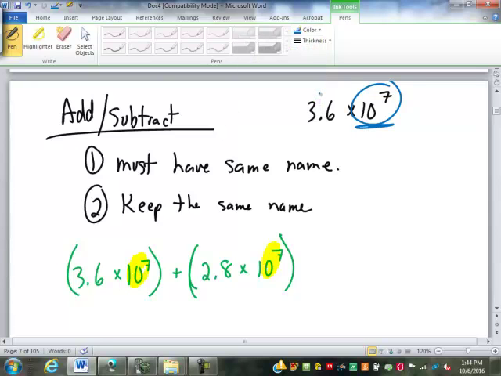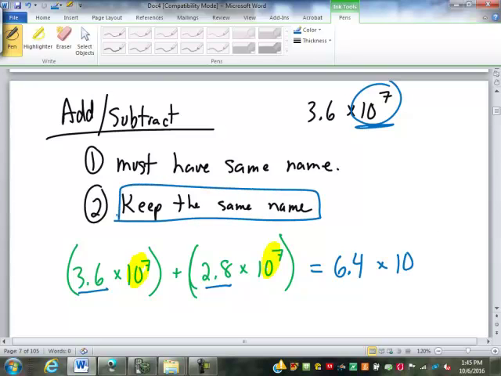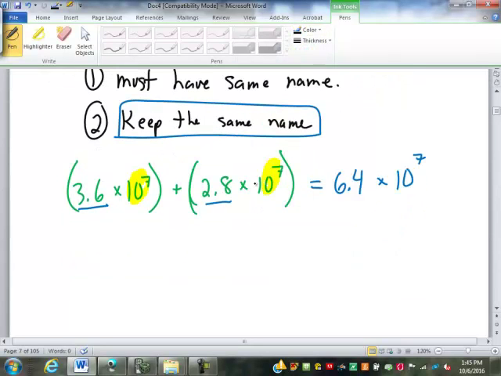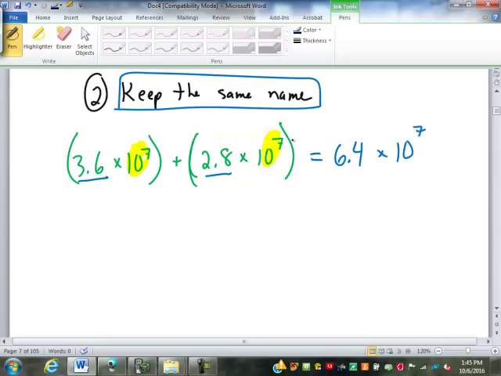When I add, I combine the counts. So the counts here are the 3.6 and the 2.8, which would make 6.4 times 10 to the power of, now a lot of people want to say 14 here. Why not? We keep, when we add or subtract, we keep the same name. So it stays 10 to the 7th. Just like if we had two ninths plus 4 ninths becomes 6 ninths. We keep the same name.